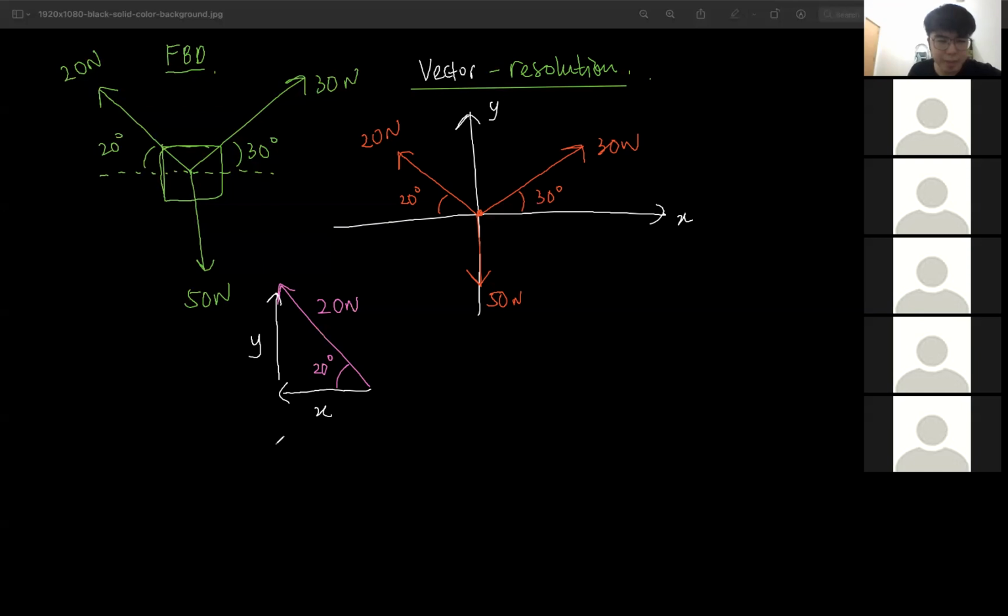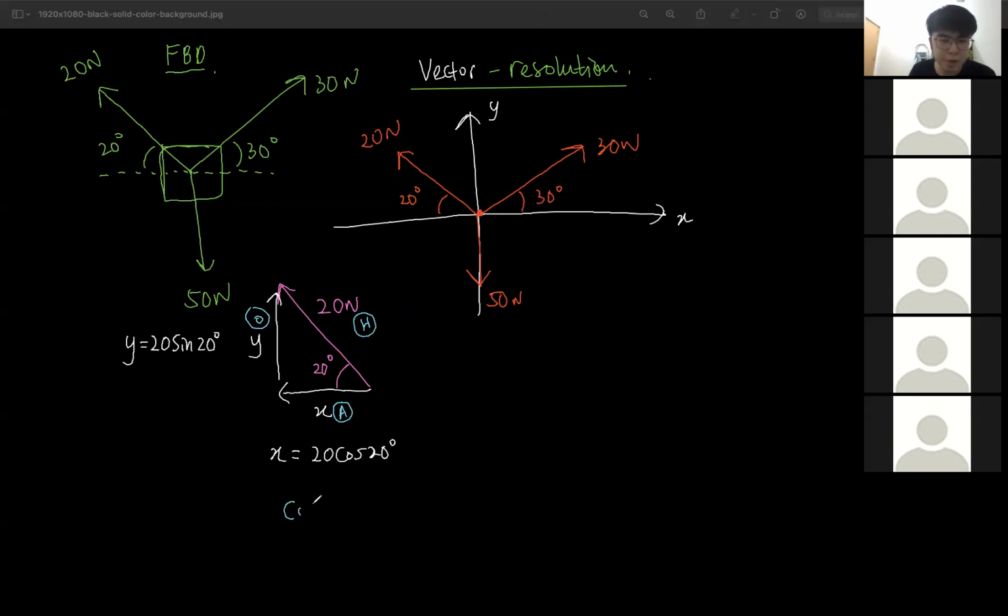What is x? x would be equals to, you use your SOH CAH TOA tool. This would be 20 cos 20. Your y would be 20 sine 20. Okay or not? You can see, because this is your angle, right? This is your adjacent. This is your opposite. This is your hypotenuse.